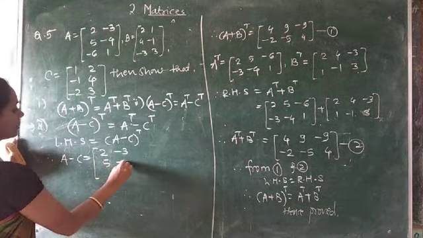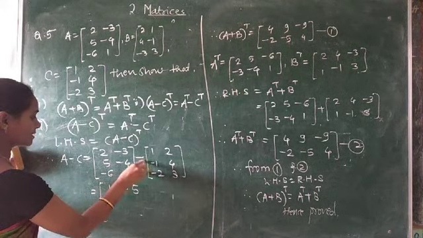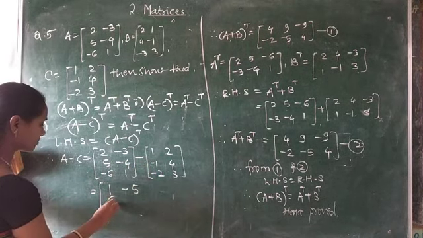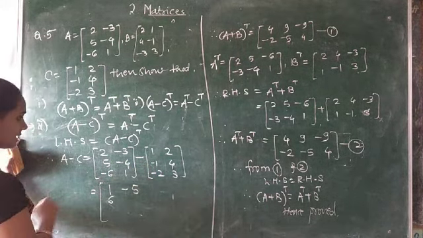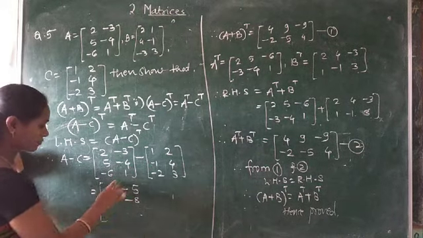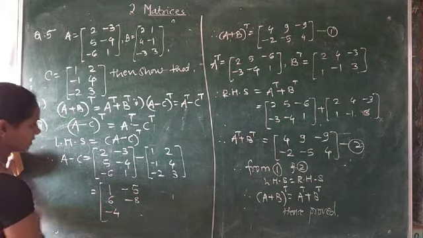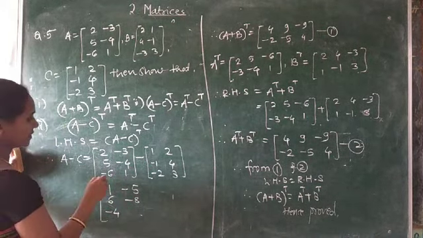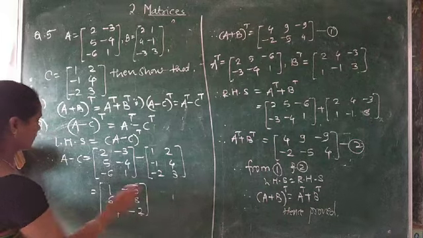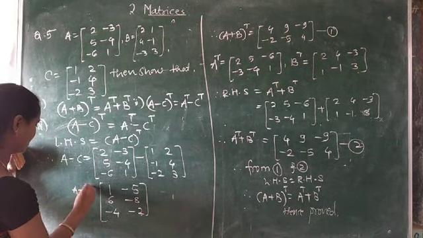2 minus 1, it is 1. Minus 3 minus 2, it is minus 5. 5 minus minus 1, since it is plus, 5 plus 1, 6. 4, and here minus 4, it is minus 8. Minus 6 minus minus 2 is plus 2, that is minus 4. And here 1 minus 3, so it is minus 2, which is A minus C.